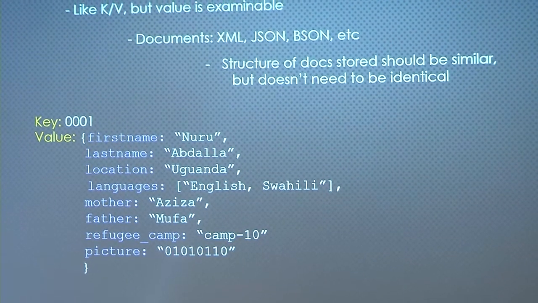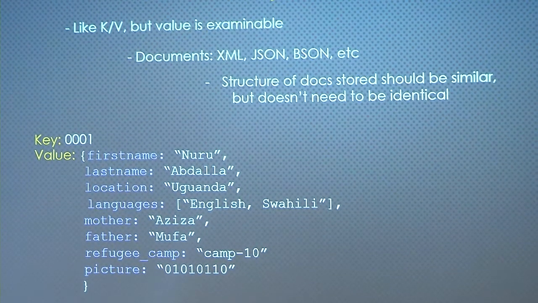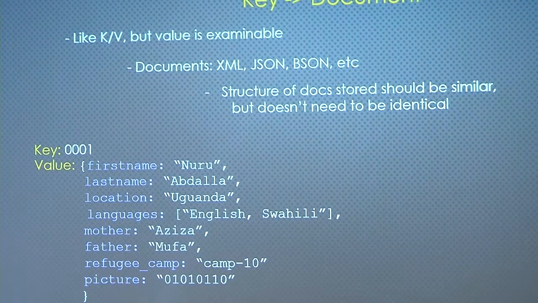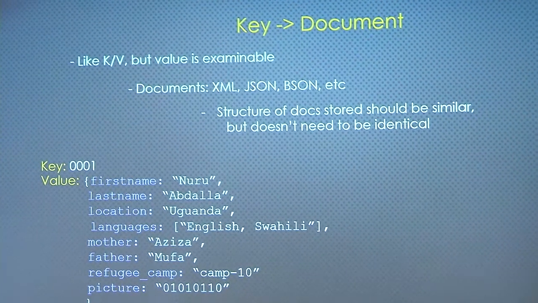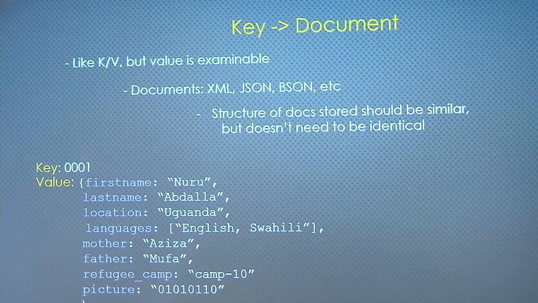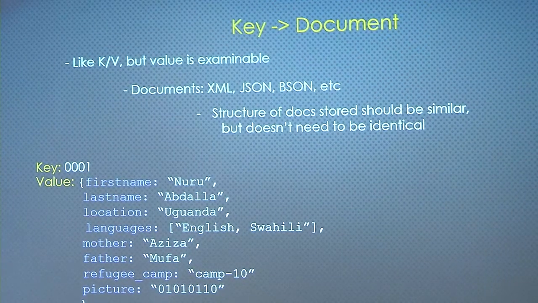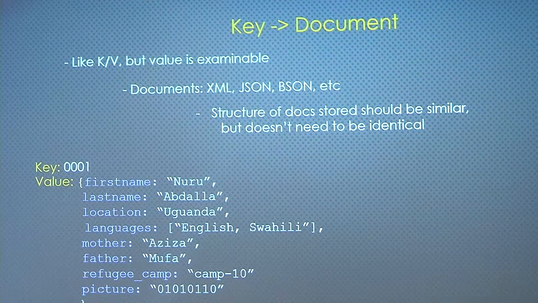Right? So in this case, we have a key that I kind of randomly made. It's called one. I know the first name, last name, and location of this child. I know that she speaks 2 languages. I know the mother and the father's name. I know which camp they're in, and I have a blob picture that I put in.